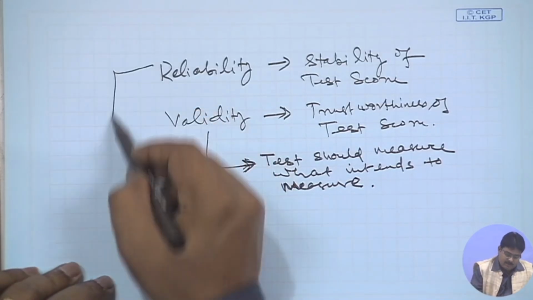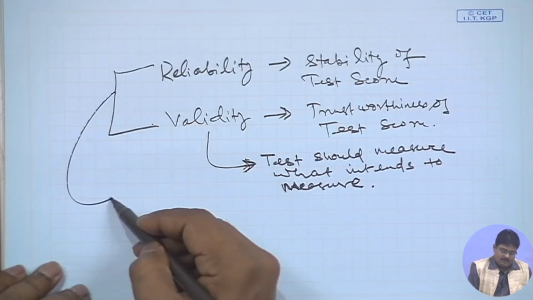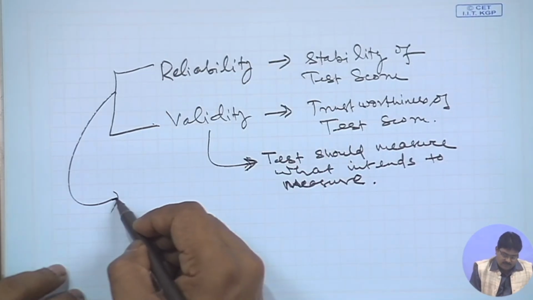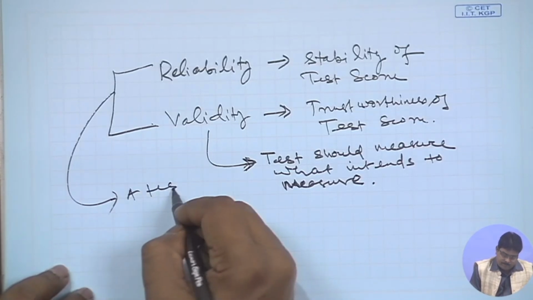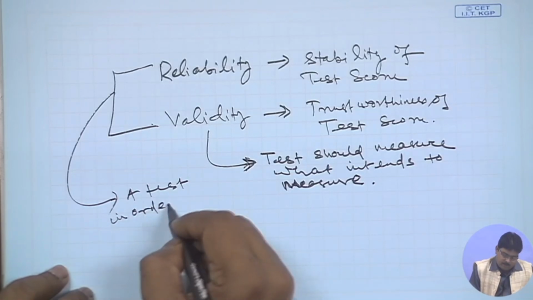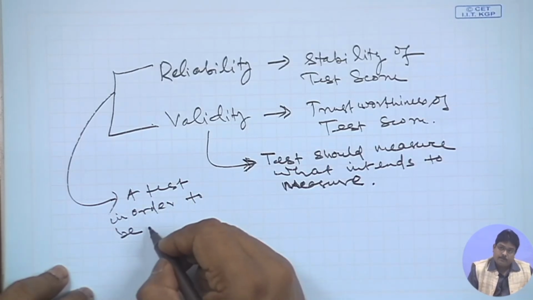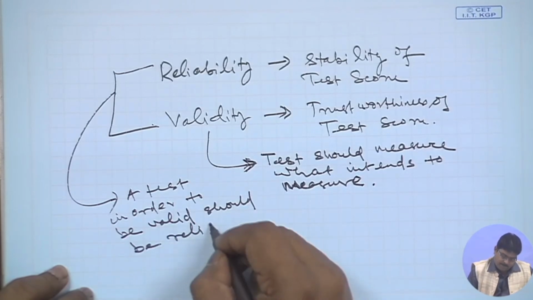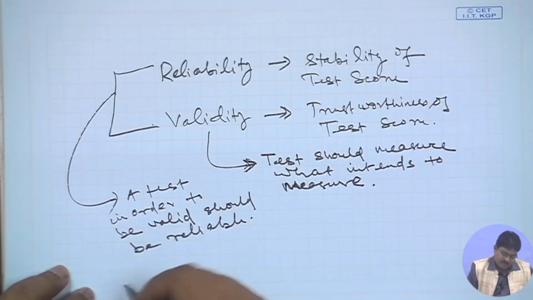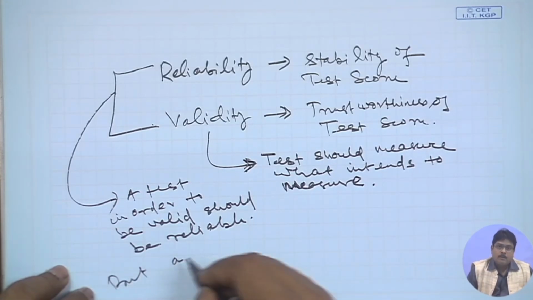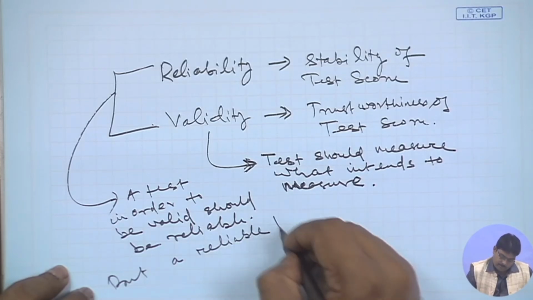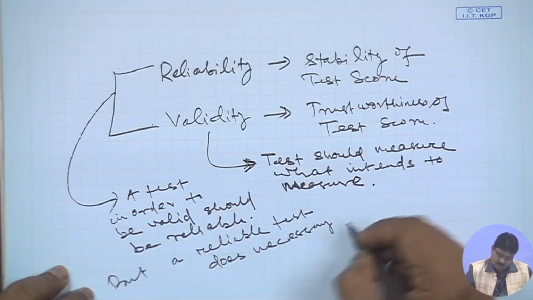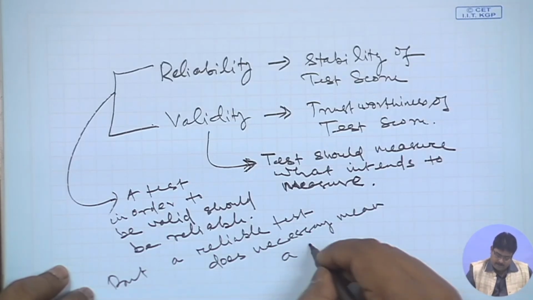But is there any relationship between these two, reliability and validity? Yes, there are relations. The only important relationship is that a test, in order to be valid, should be reliable. But a reliable test does not necessarily mean a valid test.